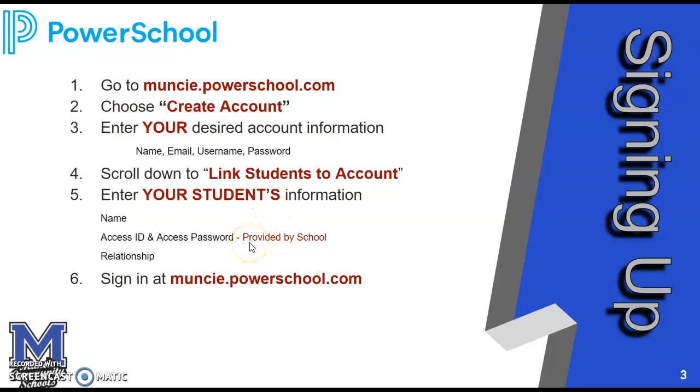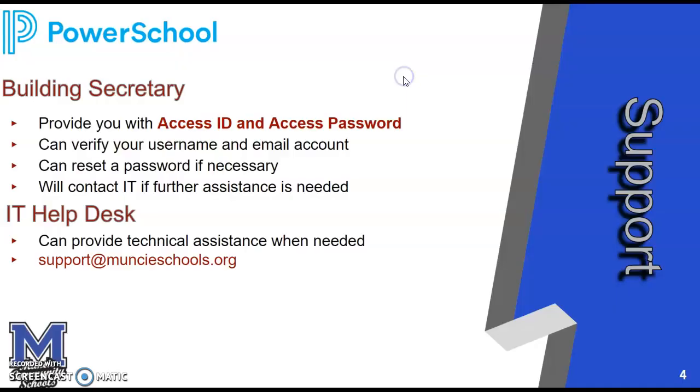For you to make your own account, you're simply going to go to muncie.powerschool.com and click create an account. Here you're going to put your name, your email, your username, and your password. You create all that data, not us, and you make your account. You're then going to use the access ID and password provided by the school to link to your students, and then when you log in, you can see what they're doing. If you have any questions about this information, you can always contact your building secretary, and they can provide you the access ID and access password again.